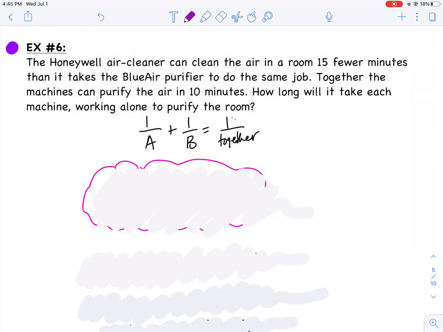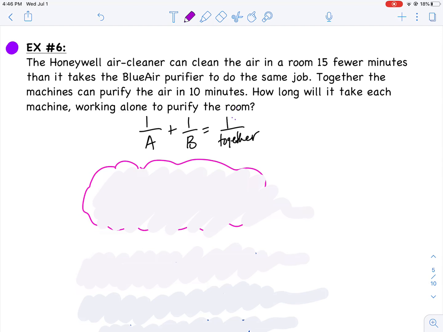All right, here's another work problem. It says here in example 6, the Honeywell air cleaner can clean the air in a room in 15 fewer minutes than it takes the blue air purifier to do the same job. Together, the machines can purify the air in 10 minutes. How long will it take each machine working alone to purify the room?